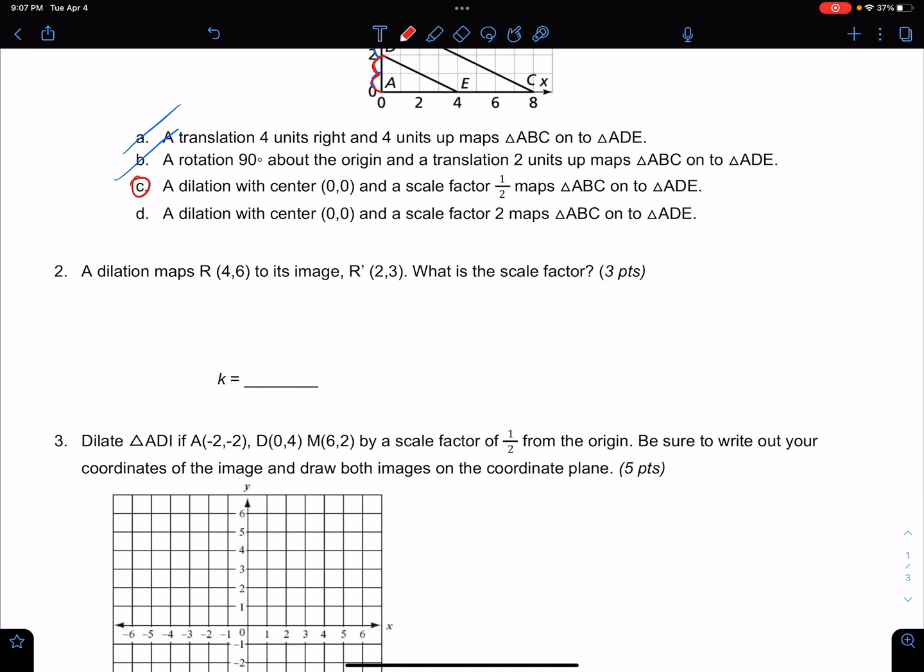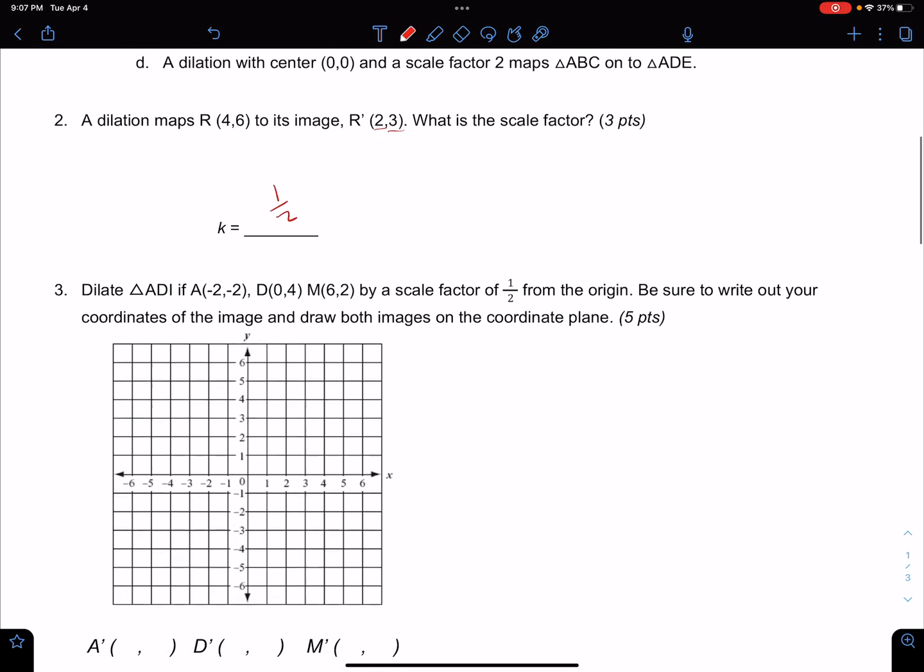On the next one, it says a dilation maps R (4, 6) to its image, R prime (2, 3). What is the scale factor? We are going to say the scale factor is 1/2 because half of 4 is 2, and half of 6 is 3. Okay, on to the next one.